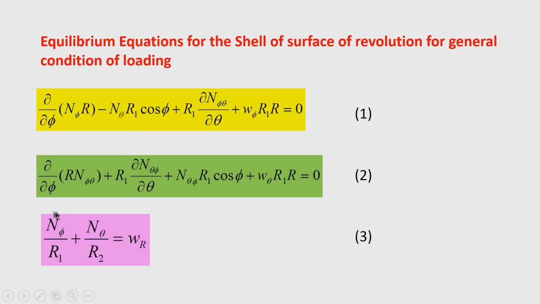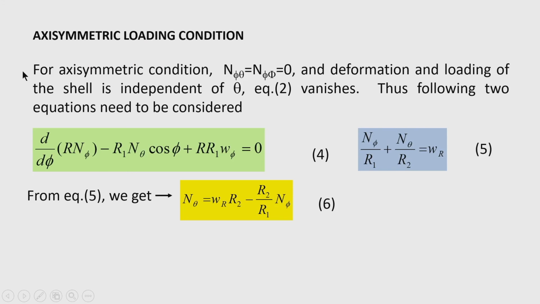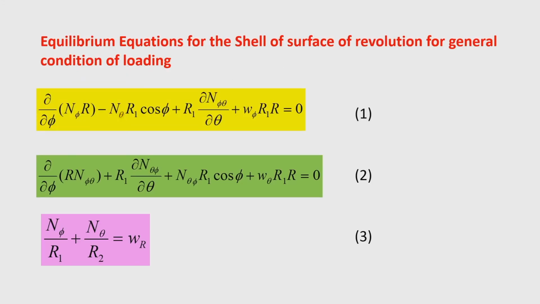And third equation is an algebraic equation: n phi by r 1 plus n theta by r 2 equal to W r. So, from these three equations we need to calculate these three quantities, that is n phi, n theta and n phi theta. Of course, for a shell whose thickness is small compared to the radius of curvature, in that case we can take n theta phi equal to n phi theta. Now, having found these three equations of equilibrium, we now come to the case where the axisymmetrical loading condition exists.